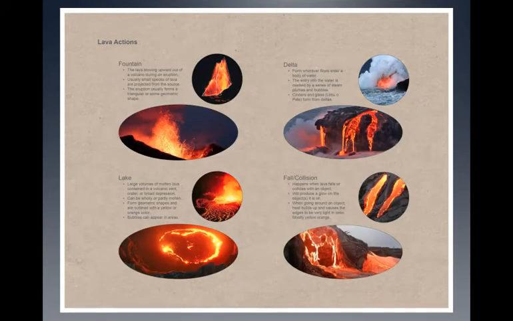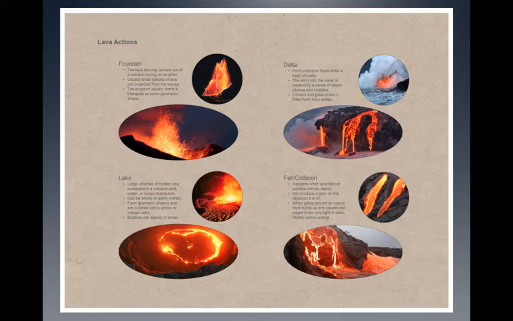Lava actions. These are things lava can do. Fountain is when lava explodes out of the volcano, and when it does, it forms a triangular shape. And within that triangular shape are even smaller triangles, so fractals. Jeff probably was really happy I said that.